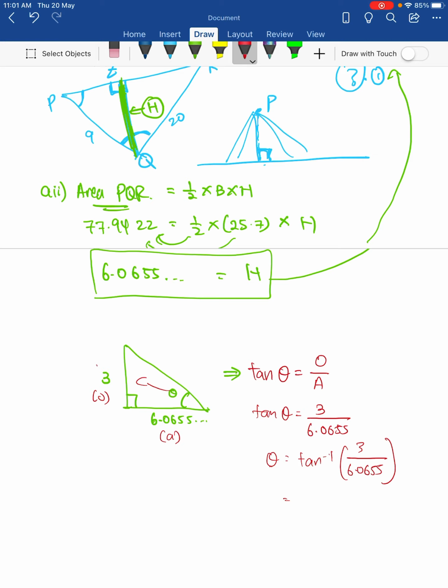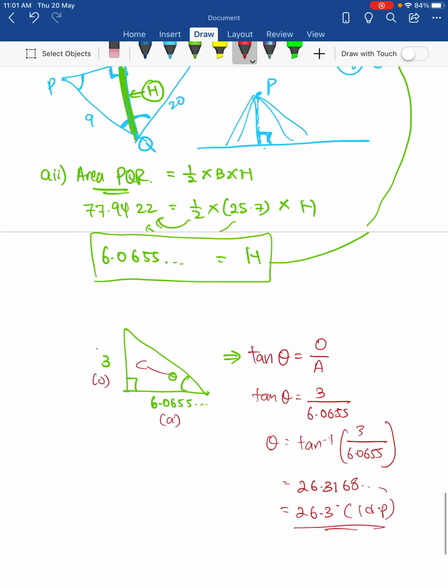So tangent inverse, okay, a fraction, 3 divided by 6.0655 equals 26.3168, and 26.3 to one decimal place. Okay, so that will be the answer, and that's for this question. Right, very long question.